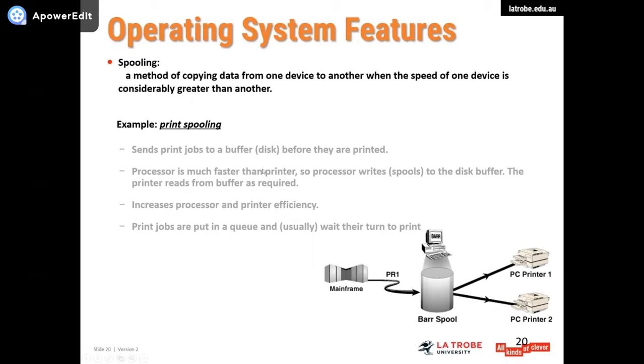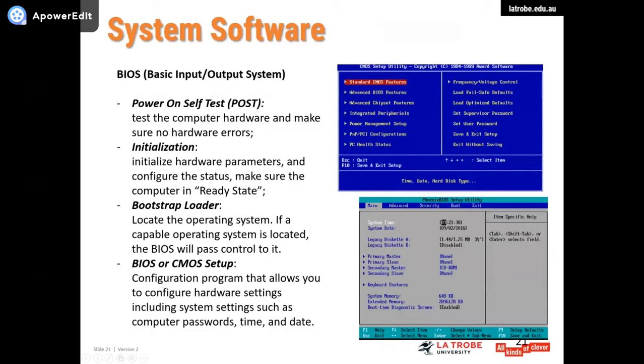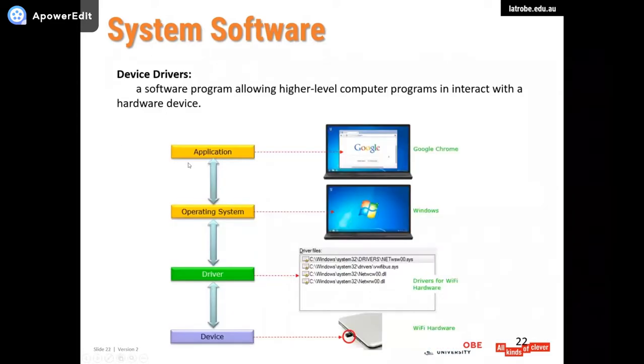Then is the BIOS. So BIOS is one important category of system software. So you can name the different functions of the BIOS and give a brief explanation of each function. And for the device driver, same as BIOS, just need to know the definition and the reason behind it, why we should use the device driver.